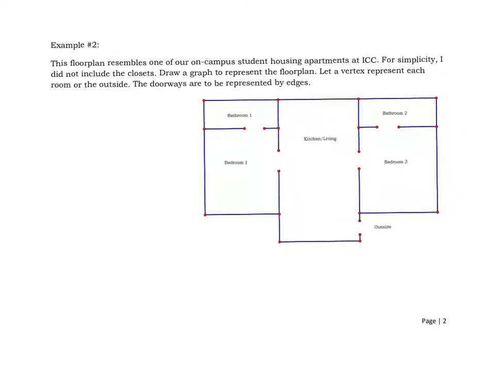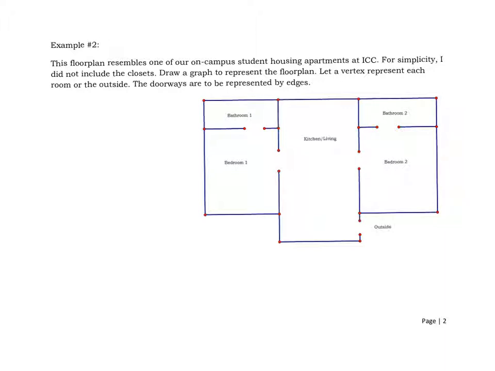Graph Theory, Example 2. The floor plan resembles one of our on-campus student housing apartments at ICC. For simplicity, I did not include the closets. Draw a graph to represent the floor plan. Let a vertex represent each room or the outside. The doorways are to be represented by edges.